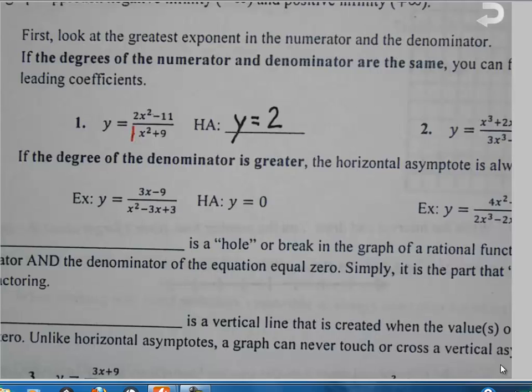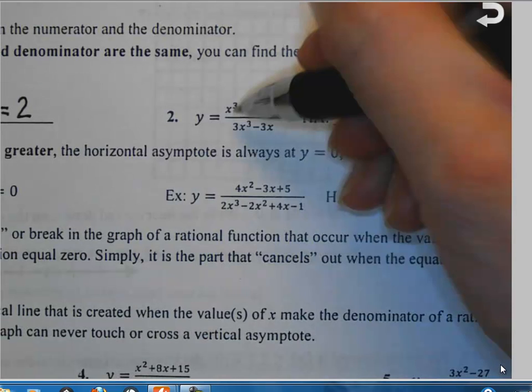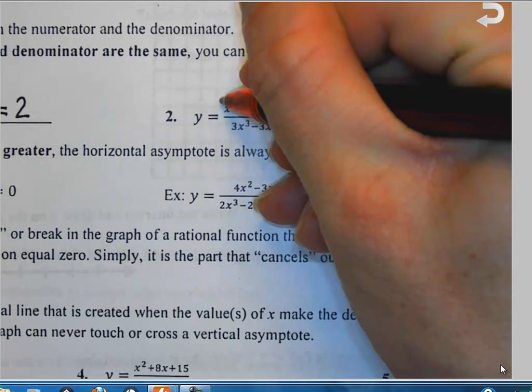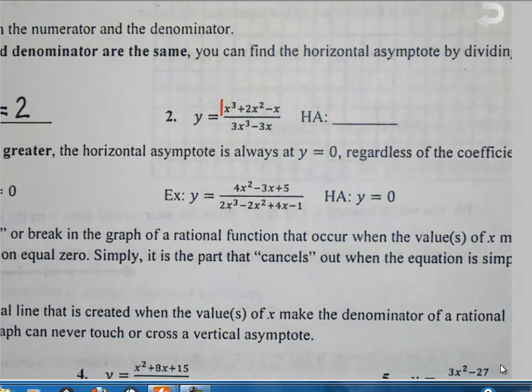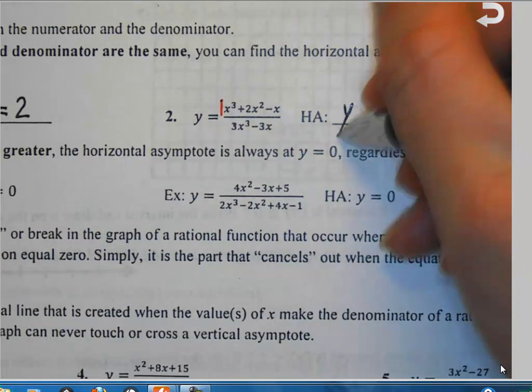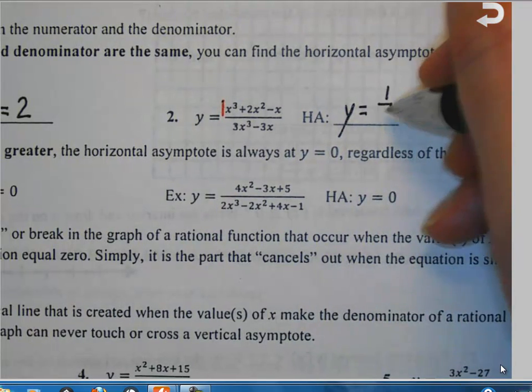Okay, now let's turn our attention to number 2. Here, both our numerator and denominator are third-degree polynomials, but unlike the previous example, the leading coefficient on the numerator is 1 and on the denominator is 3. So your horizontal asymptote is merely y is equal to 1 over 3.